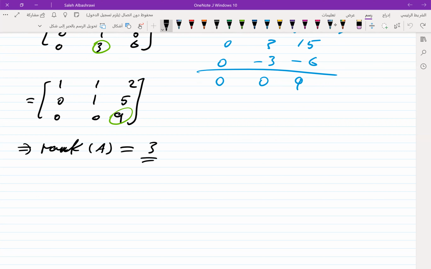So the rank of a given matrix is the number of non-zero vectors in the row echelon form. You can define it in this way also: rank of a given matrix equals the number of non-zero vectors or rows in the row echelon form. And in our case, we have 3 non-zero vectors. So this is how to find the rank of a given matrix. Reduce it to echelon form and see how many vectors are not equal to 0.